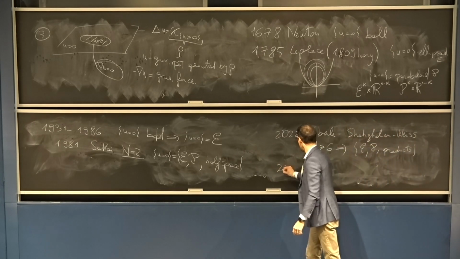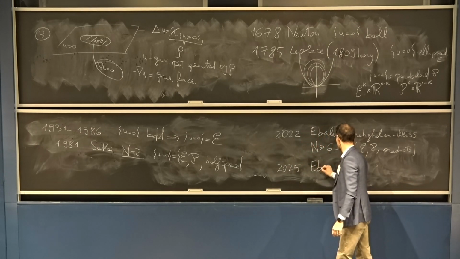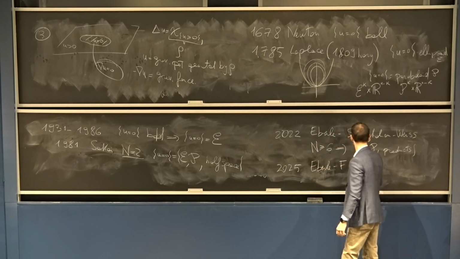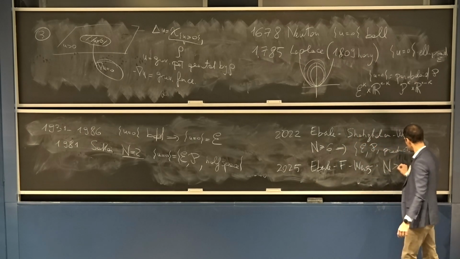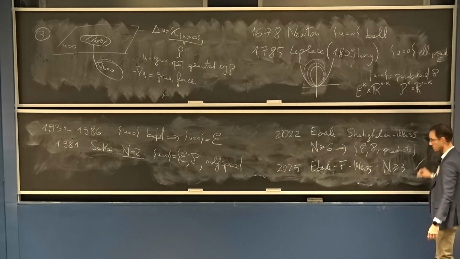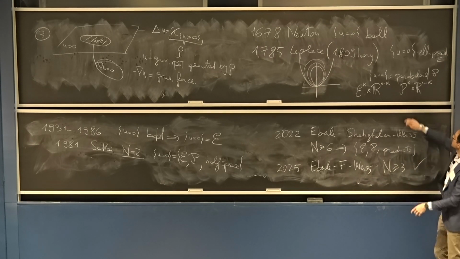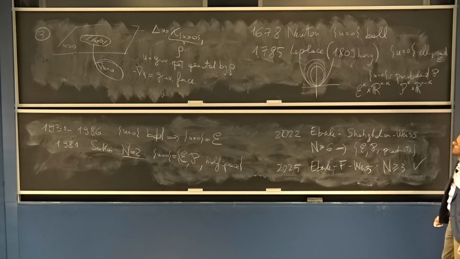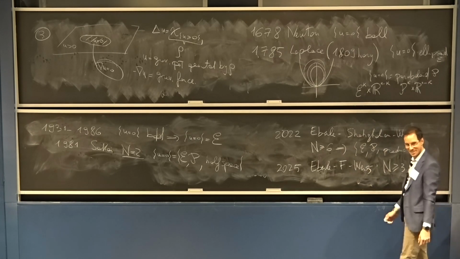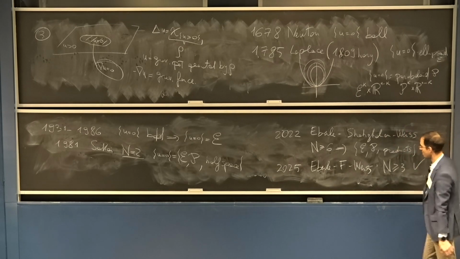And then in 2025, Eberl, myself, and Weiss, we proved that yes, also for n greater or equal than 3, which then, with the result of Sakai, closed the picture. So moral of the story, Newton and Laplace found them all back more than 200 years ago, right? There was nothing else. And this concludes the picture.